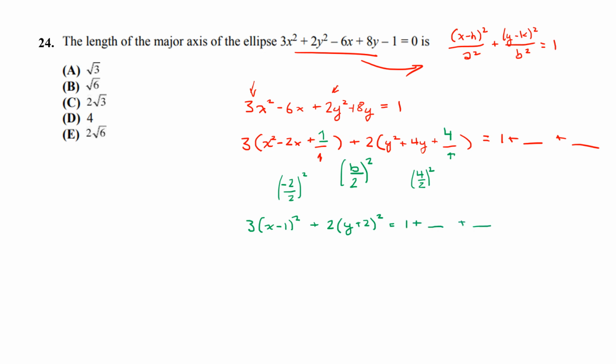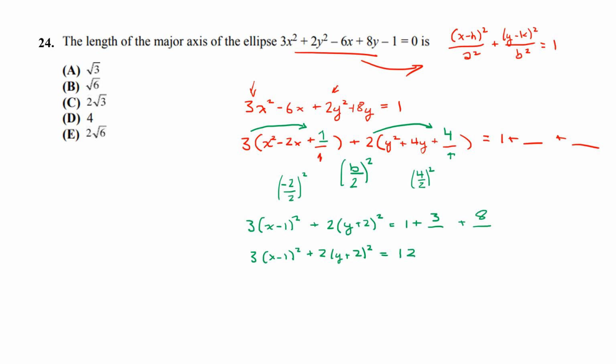Now, what did we add to both these sides? Well, we had to multiply 3 to 1. That's 3. And we multiply 2 and 4, 8. So what this would be is 3(x minus 1) squared plus 2(y plus 2) squared equals 1 plus 3 plus 8, which is 12.